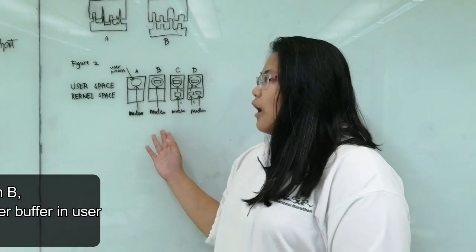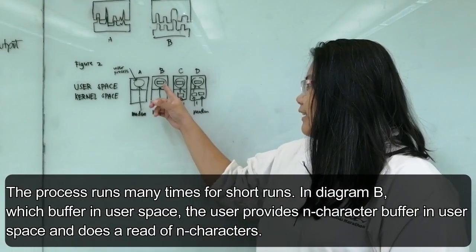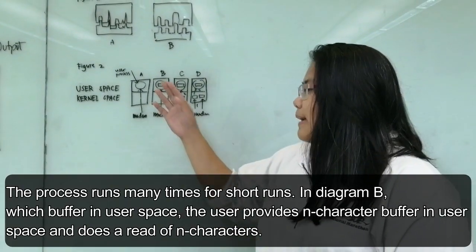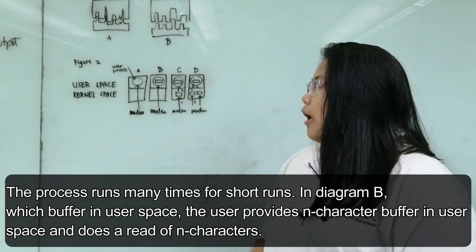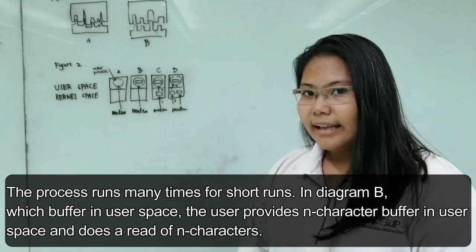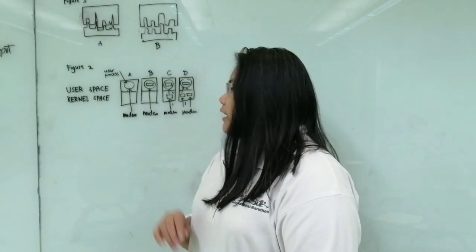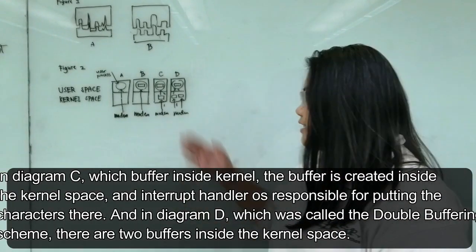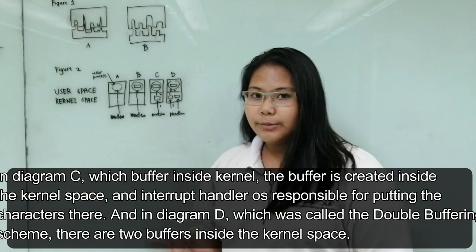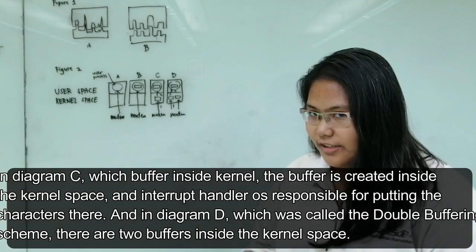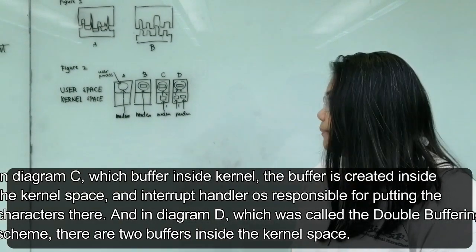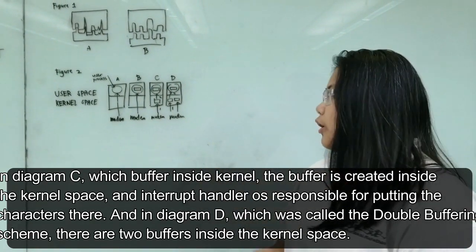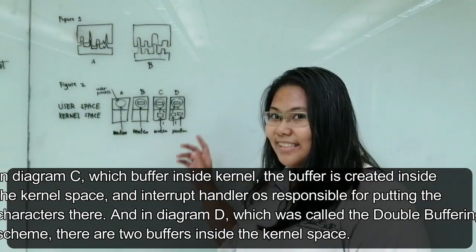In diagram B, which buffers in user space, the user provides n characters in the user space and then does a read on n characters. In diagram C, which buffers in the kernel space, the buffer is created in the kernel space, and the interrupt handler is responsible for putting the characters there. Meanwhile, the last diagram, diagram D, is also called the double buffering scheme.